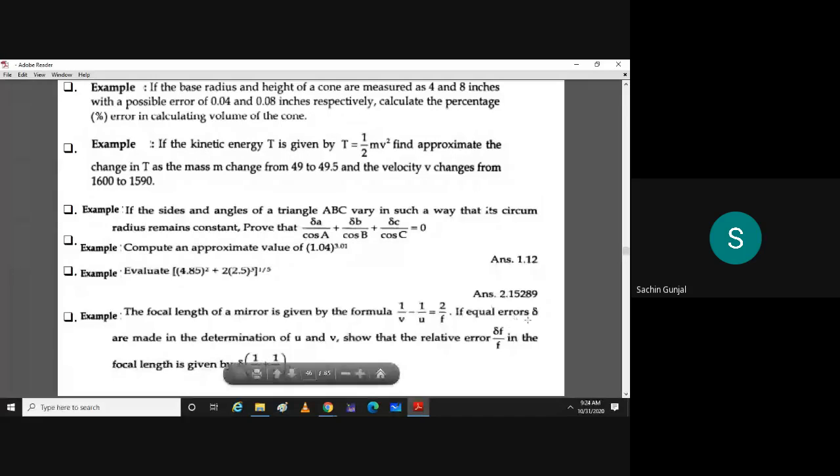For time being, you can take this delta as 2%. See, the question is, the focal length of a mirror is given by the formula 1 by v minus 1 by u is equal to 2 by f. If equal errors delta are made, so for time being you take it as 2, in determination of u and v, show that the relative error df by f in the focal length is given by delta into 1 by u plus 1 by v.